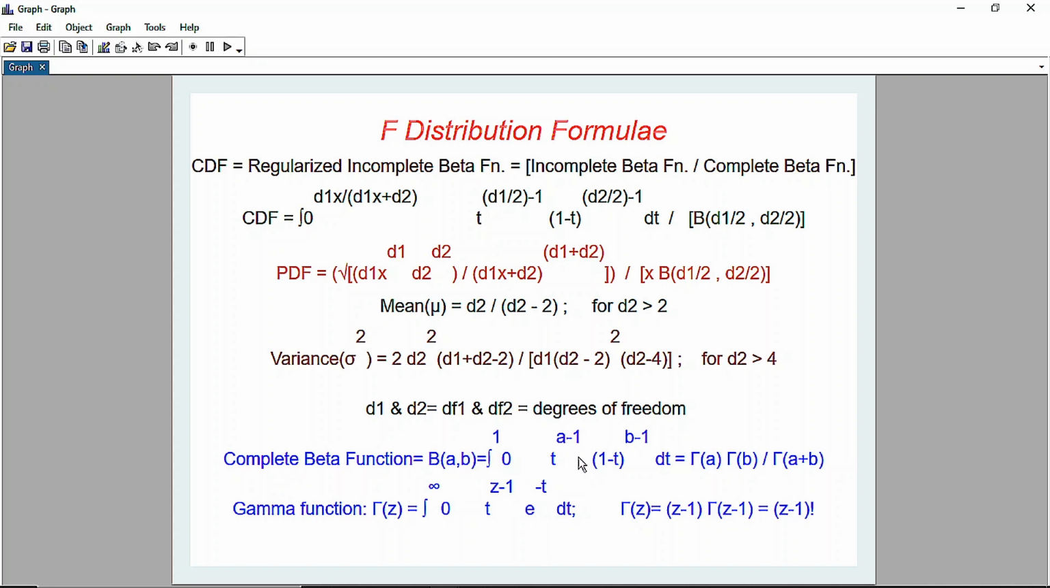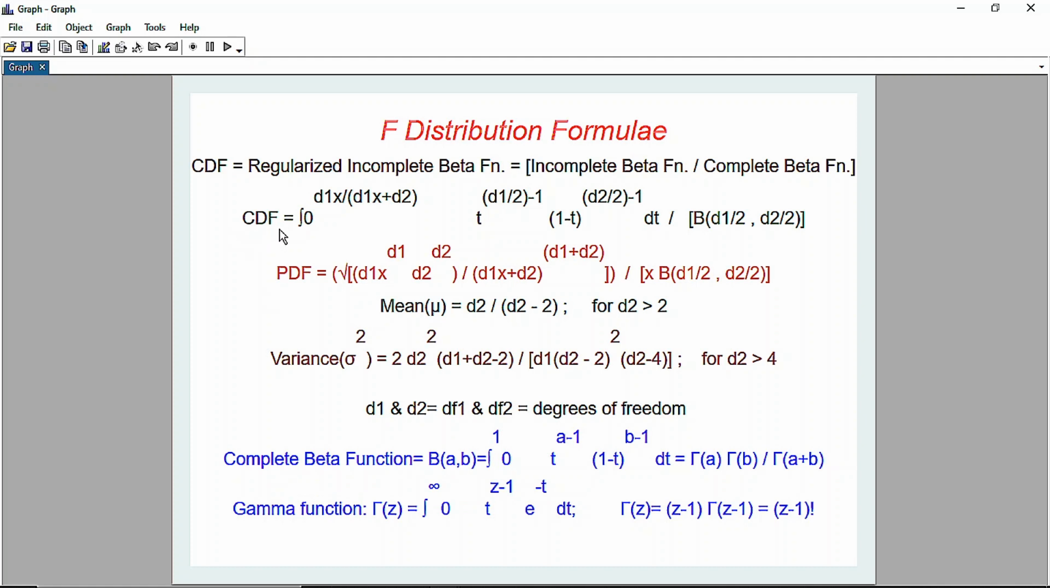The complete beta function can be written in terms of the gamma function, as gamma a into gamma b divided by gamma a plus b. Similarly, we get the gamma of z when we integrate from 0 to infinity t to the power z minus 1 e to the power minus t, with respect to t. Gamma z can be written as z minus 1 factorial, which we have shown in our earlier example, and this can be further written as z minus 1 into the gamma function of z minus 1. So in the PDF, we divide by the complete beta function, and we have already explained what the complete beta function is.